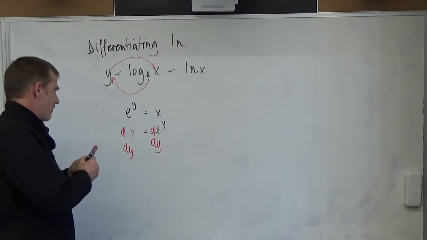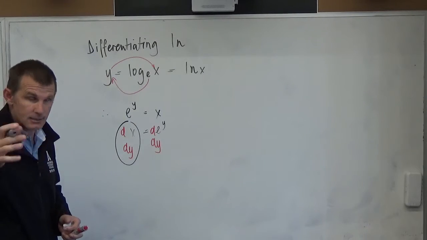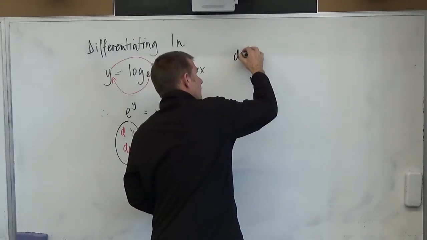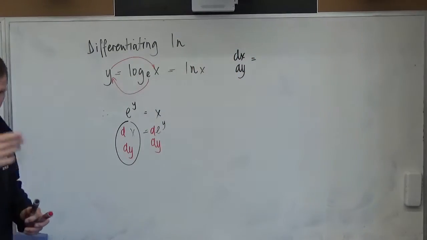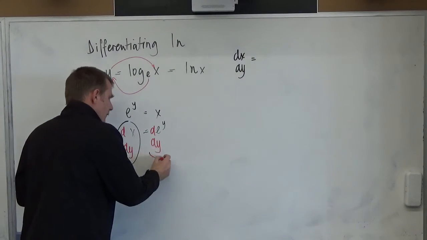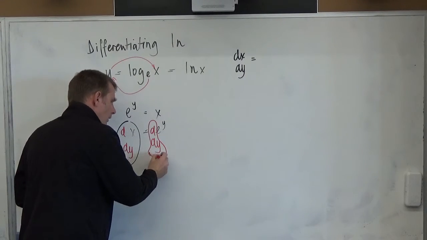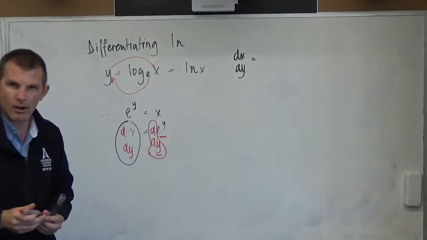Now what I end up with there is dx/dy, jumping ahead already. I end up with dx/dy there. Okay, and that's what I'm thinking, that's a step on the way. Here, I need to take the derivative with respect to y of e to the y.